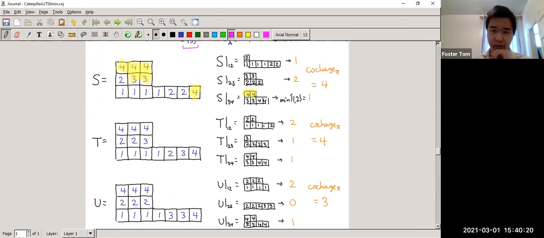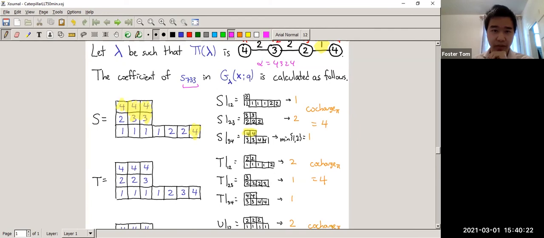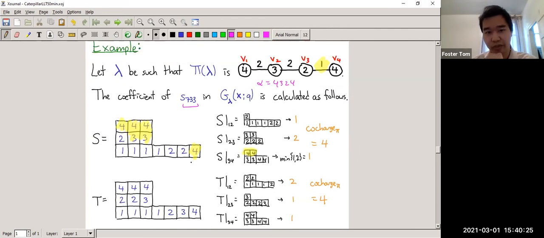So are there any questions about this example or sort of the motivation behind the definition?